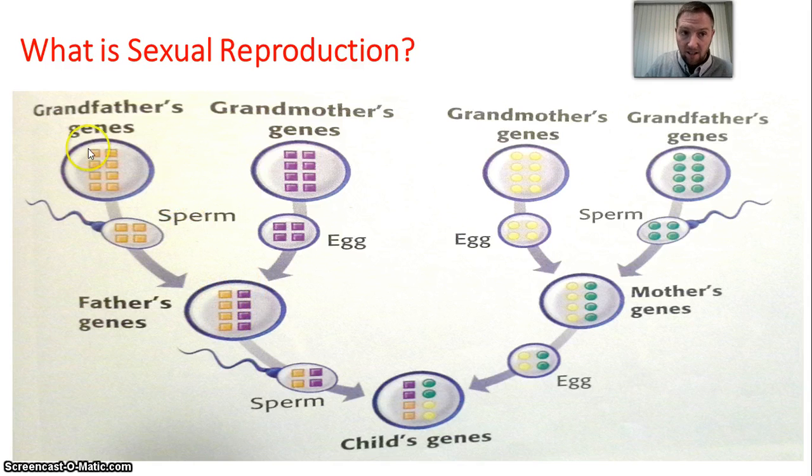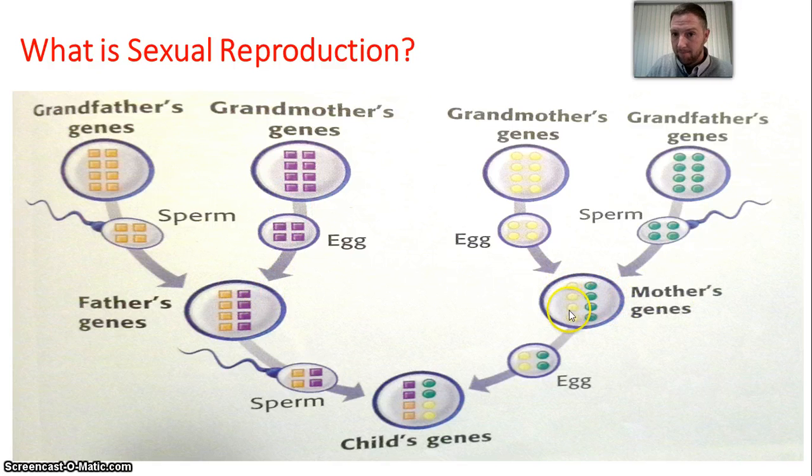So it's 8 genes, just like his dad had 8 genes and his mom had 8 genes. But his mom gave half of her DNA, his dad gave half of his DNA, and he is a combination of one half of his dad, one half of his mom.